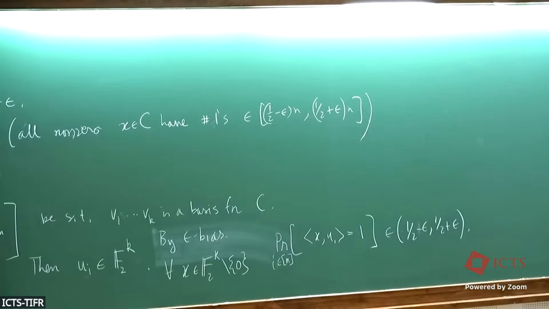Correct, right. If the u1 up to un are behaving like all of F2 to the k, if the collection u1 up to un was the collection of all elements of F2 to the k, then that would be true with epsilon being 0. Okay, so here is our graph.